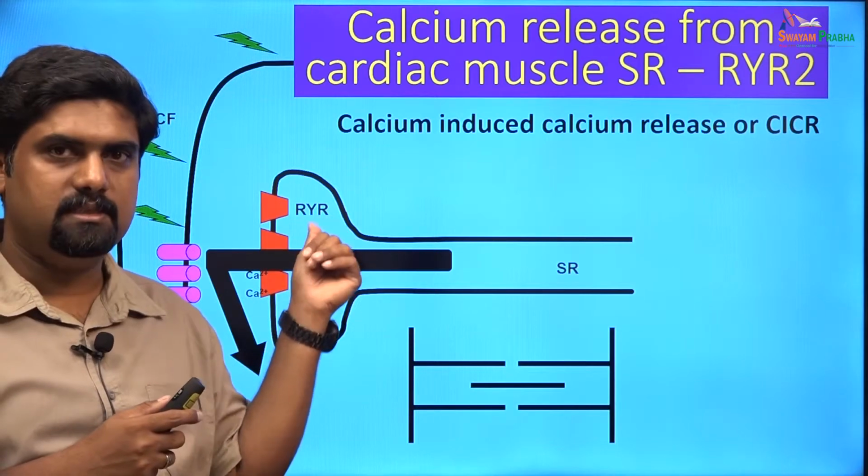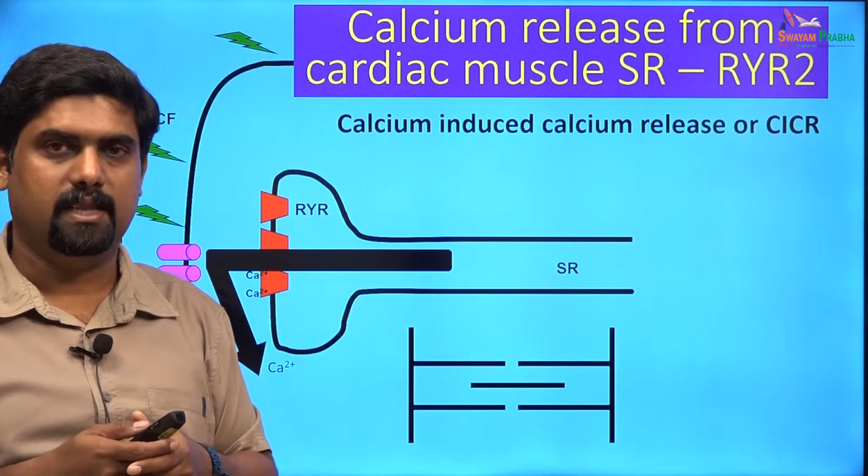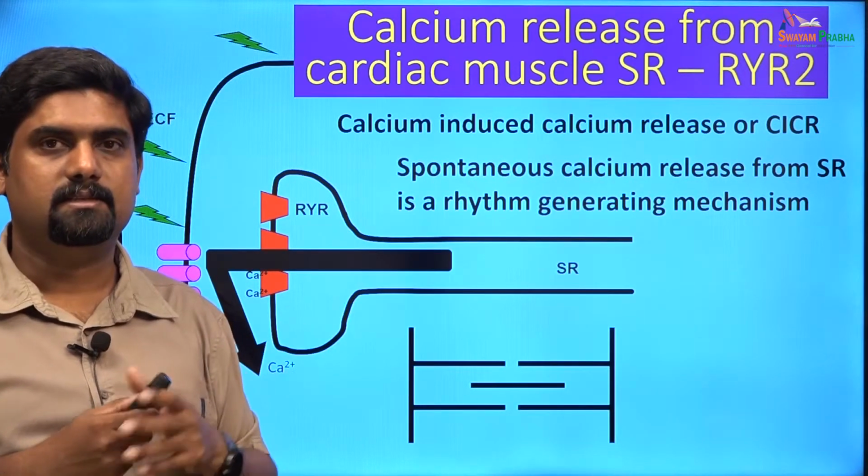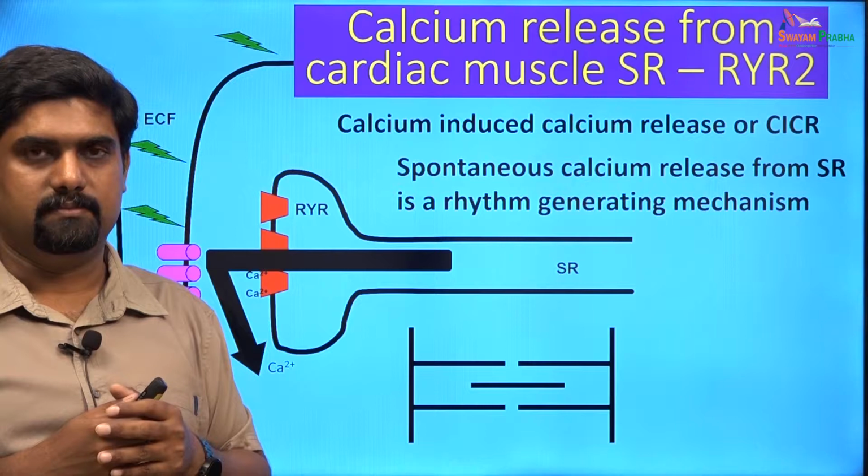Now, ryanodine receptors in certain cells can spontaneously release calcium, like in the SA nodal cells, and such spontaneous calcium release from the SR is an important rhythm generating mechanism.